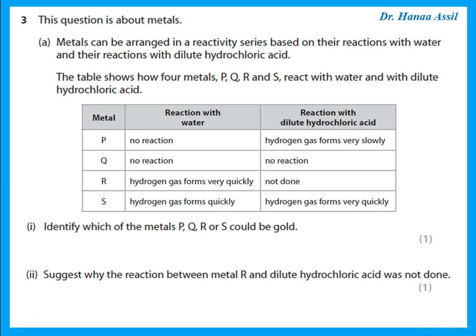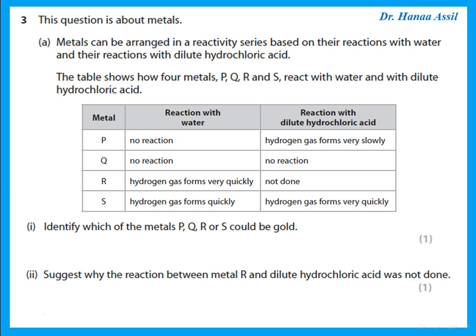Question 3 is about metals. Metals can be arranged in a reactivity series based on their reactions with water and their reactions with dilute hydrochloric acid. The table shows how 4 metals, P, Q, R, and S, react with water and with dilute hydrochloric acid. Now, he's saying identify which of the metals could be gold.